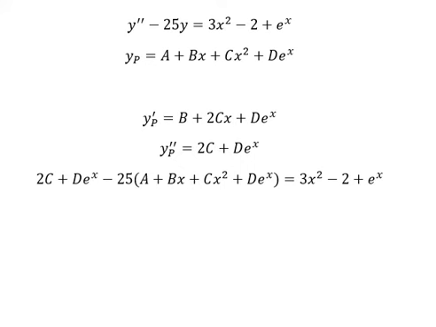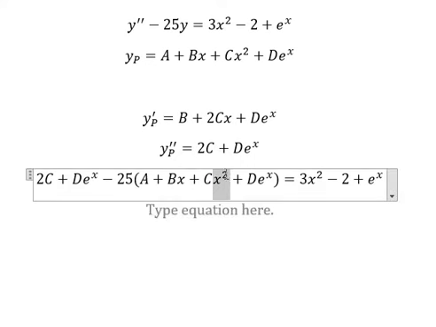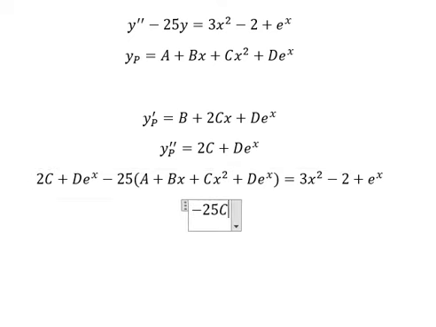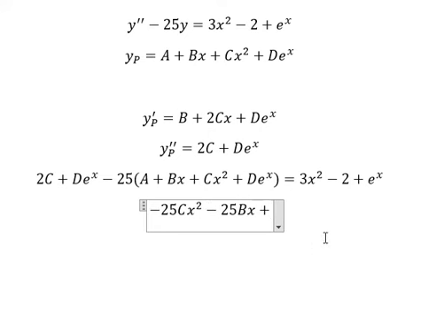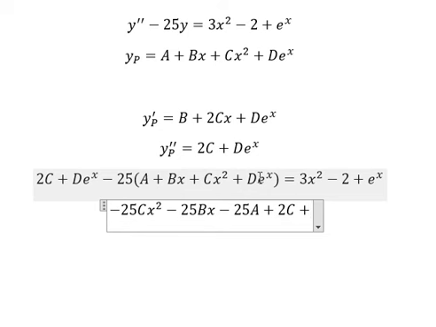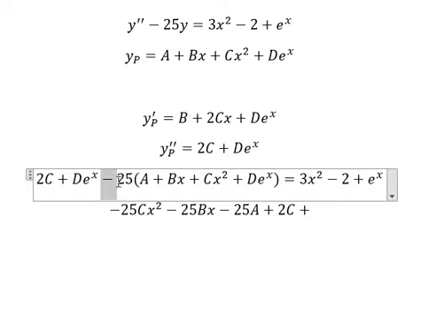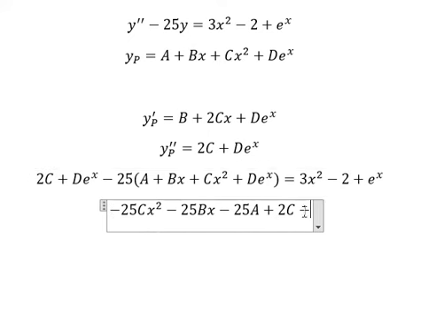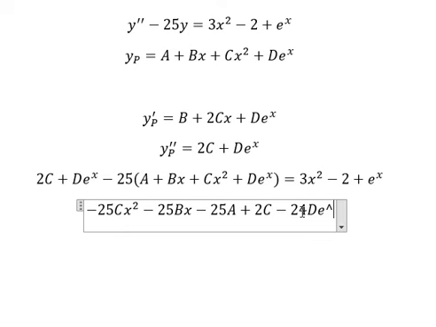So about s squared, we have negative 25 c s squared. About s, we have negative 25 b s. About the number, we have negative 25a plus 2c. About e to the power of s, we have negative 25d plus d in here, and we have negative 24d e to the power of s.